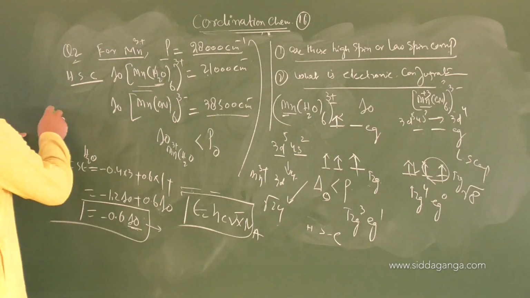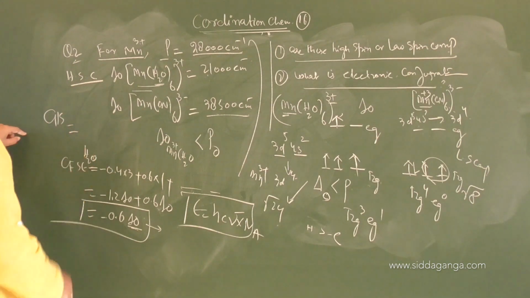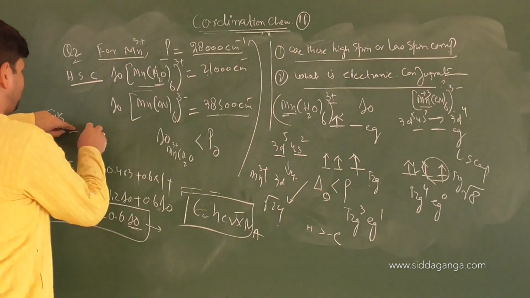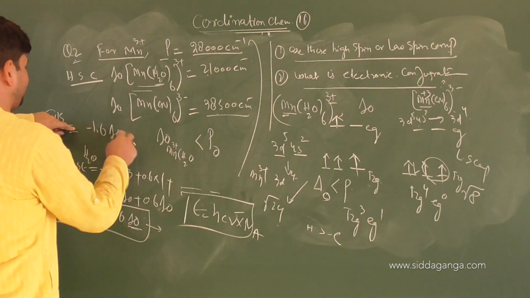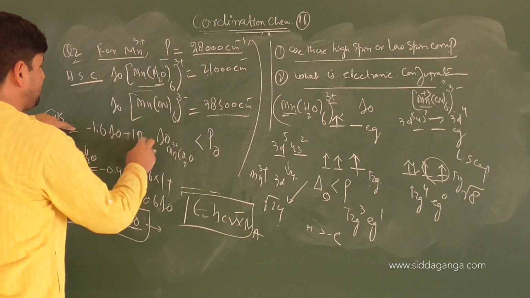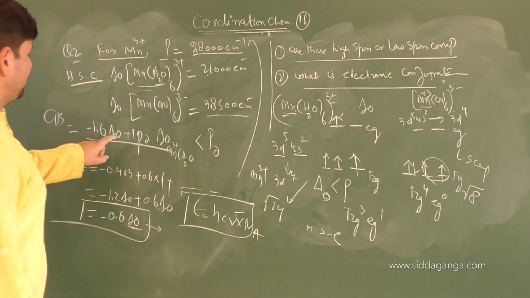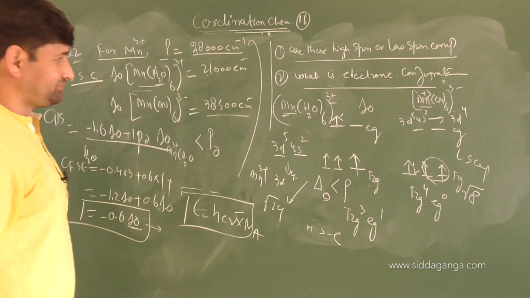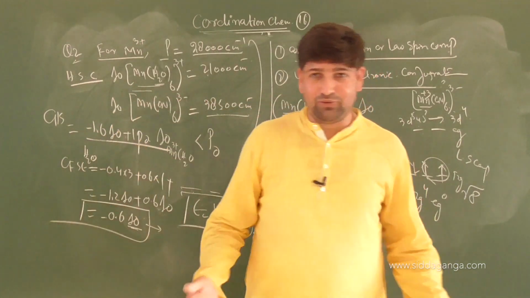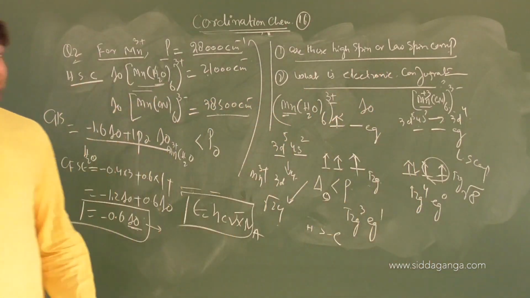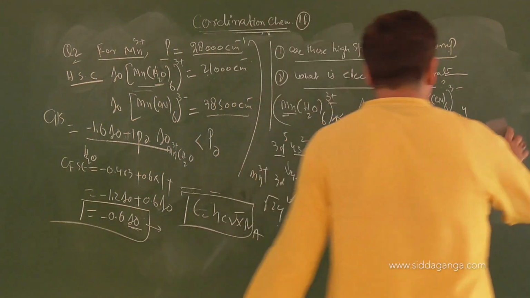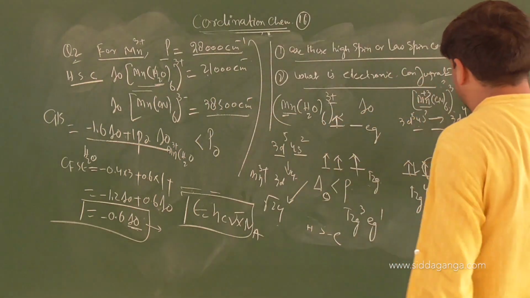The same CFSE for CN, with t2g4, will be minus 1.6 delta 0 plus 1 pairing energy. Do you want to calculate that? You can do that. Because now, unlike in the first question, where we were not given the parameters, we are given the parameters, right?